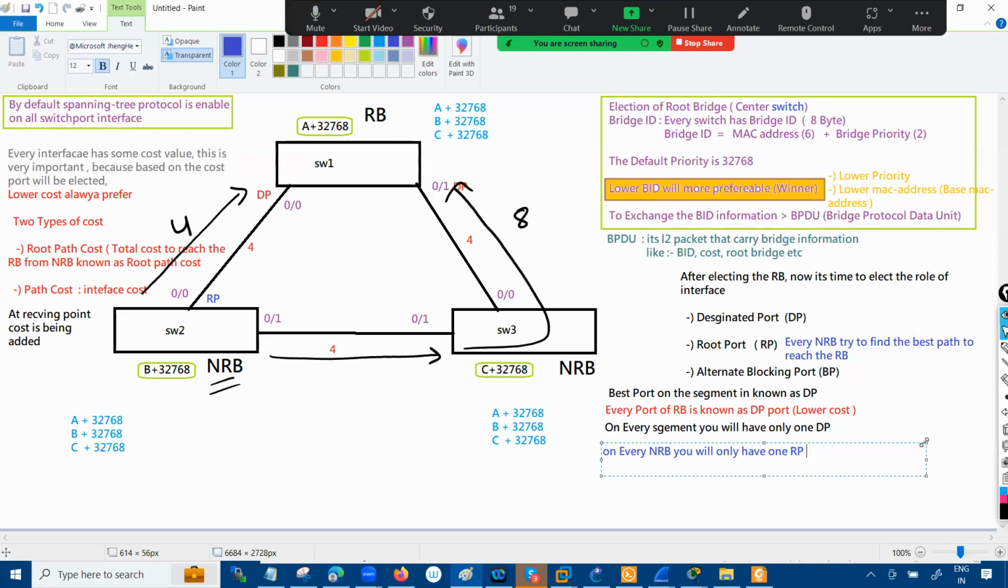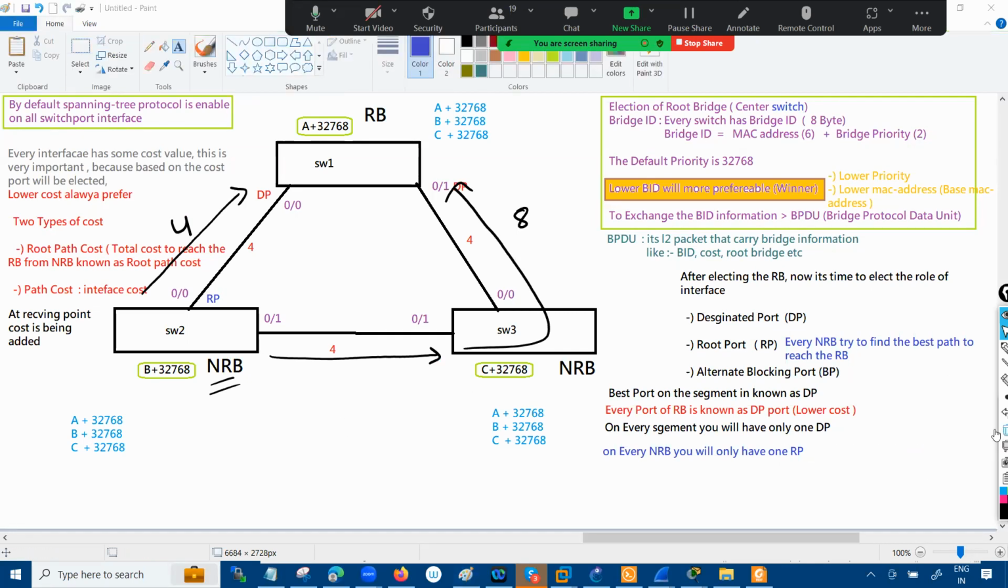RP. We have done with RP on this guy. Now, switch to the switch 3 perspective. If I go to switch 3, we need to find the one RP on switch 3 as well, right?